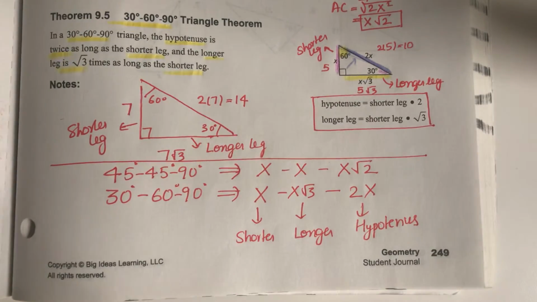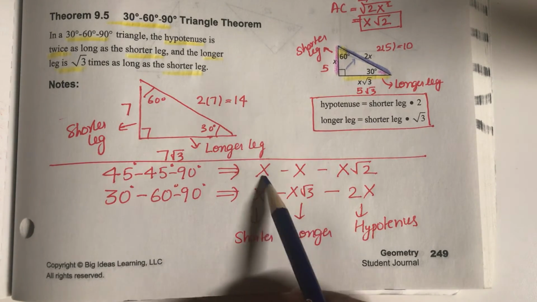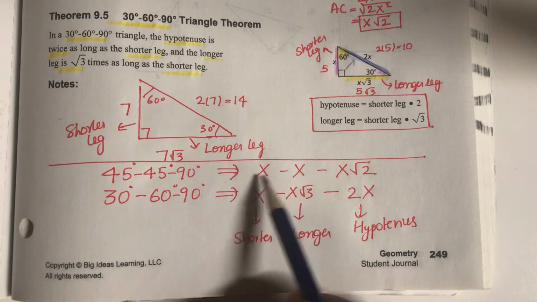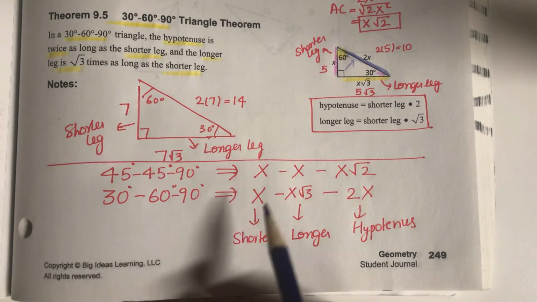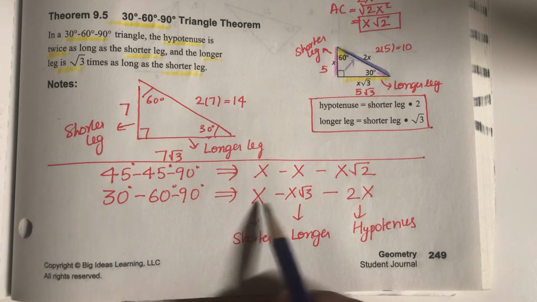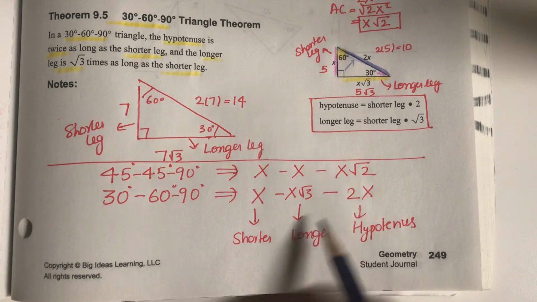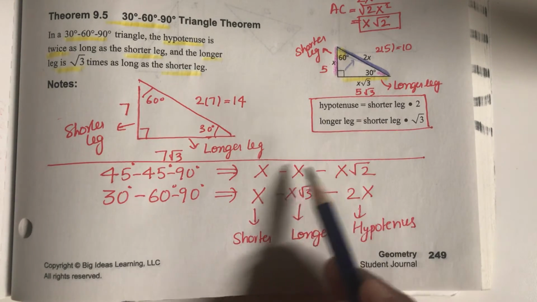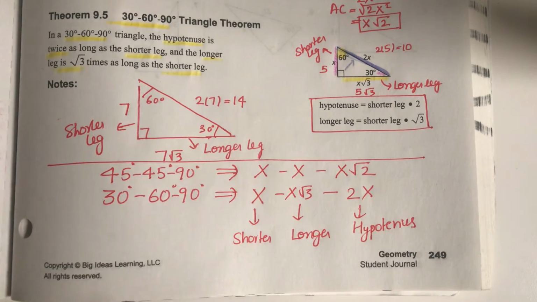You see that x is everywhere if you have this starting point. In 45, 45, 90, the two legs are the same, and only the hypotenuse is times root 2. In 30, 60, 90, the shorter leg is x, the longer leg is x root 3, and the hypotenuse is twice the shorter leg. Just understand how these are written. Don't rote memorize. Learn the relation and then apply the formulas to solve the remaining questions.